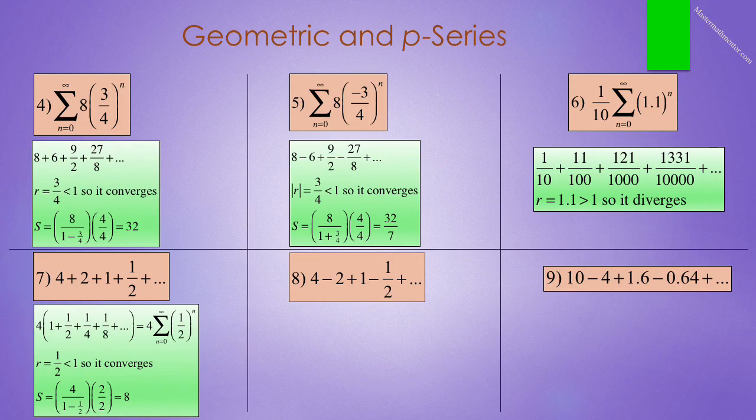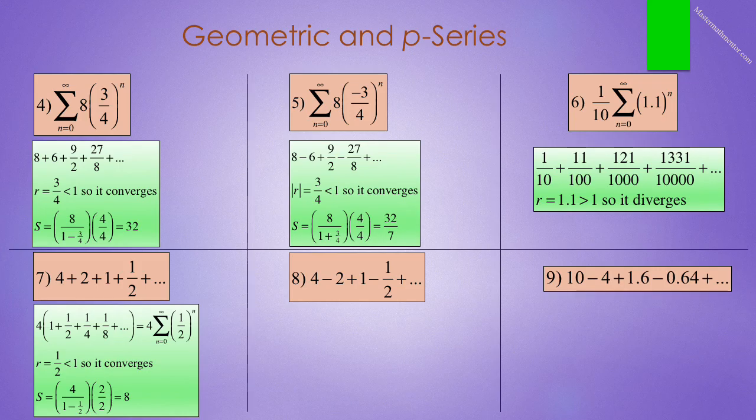In number 7, we are given the series 4 plus 2 plus 1 plus 1/2 plus dot dot dot. Whenever you're given the actual terms and you suspect that it is a geometric series, it is best to divide by the first term, factoring it out. And when we do so, we get 4 times the quantity 1 plus 1/2 plus 1/4 plus 1/8.